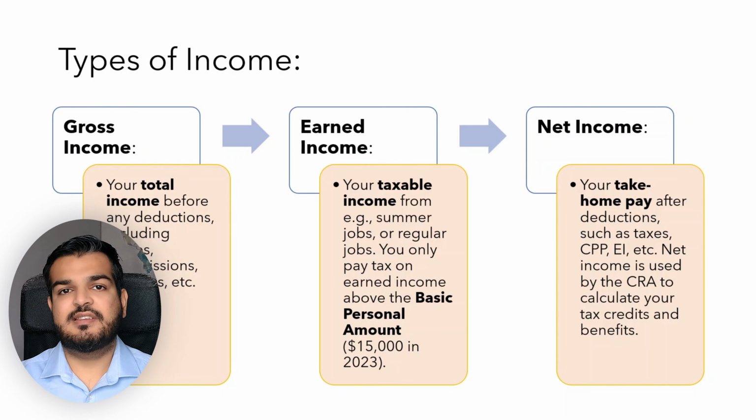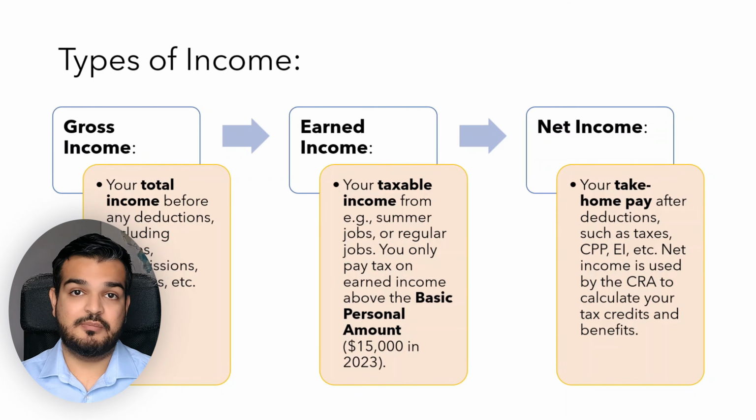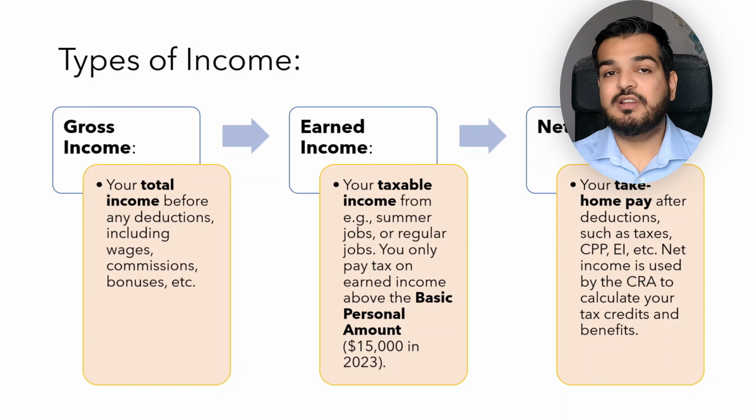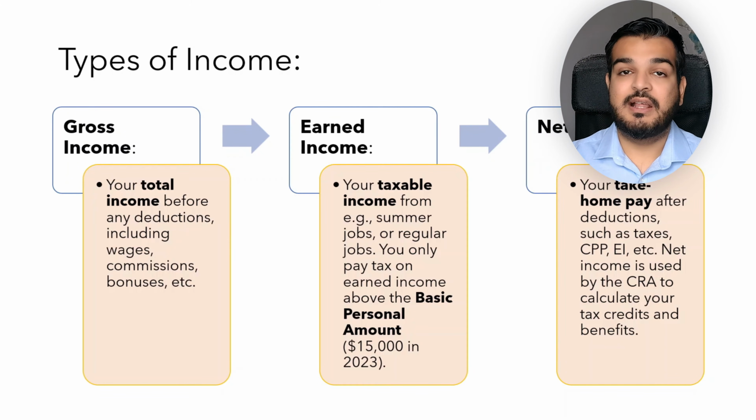When it comes to the tax system, there are essentially 3 types of incomes you need to be aware of: gross income, earned income, and net income. Let's start off with gross income. What does that represent? Gross income is essentially your total income listed on your pay stub at the very top before any deductions are made.